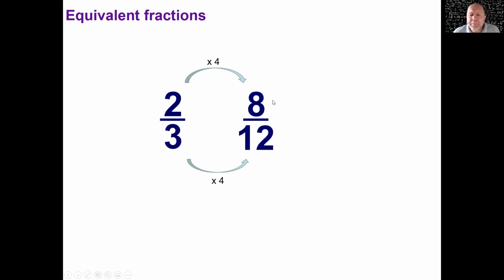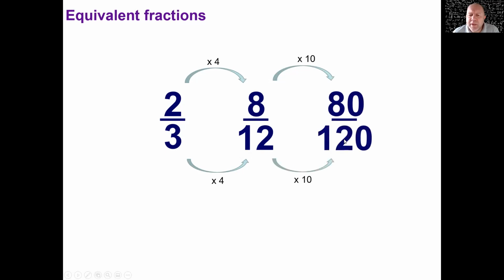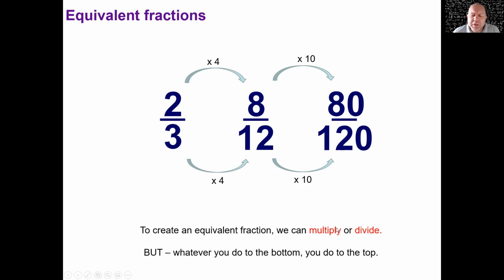We can carry this on. This time I've chosen to multiply by 10. So my new numerator, 8 times 10, is 80. And my new denominator, 12 times 10, is 120. So 2/3 is equivalent, is the same amount as 80 over 120, okay? So just a recap of what equivalence is all about. Remember, we can multiply or divide by any number, as long as we do the same to top and bottom.